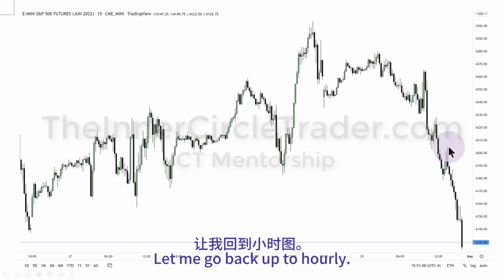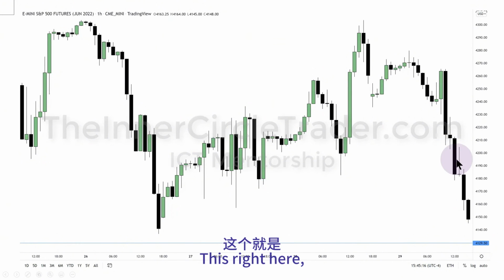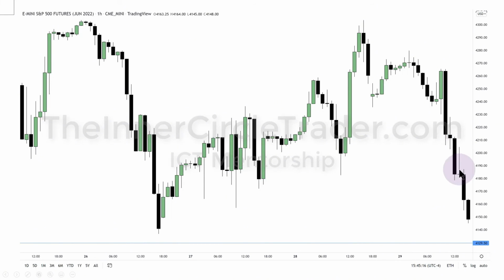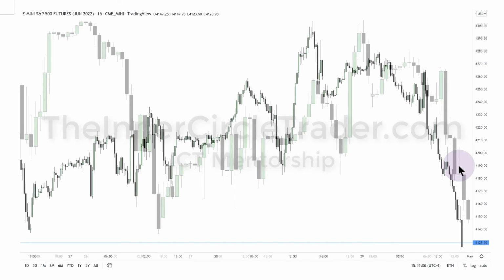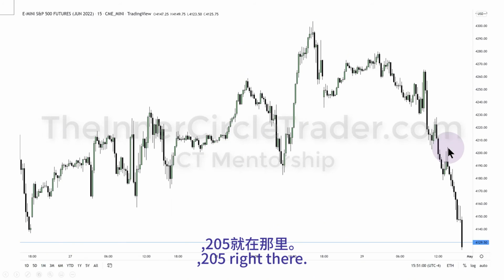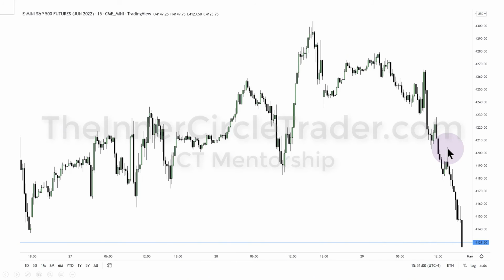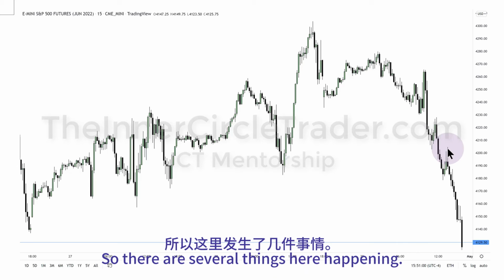Let me go back up to the hourly. This right here. See how it's going to essentially 42.05 here? Watch. 42.05 right there. Also inside of what? Fair value gap. Institutional order flow entry drill. Bang. So there's several things here happening.